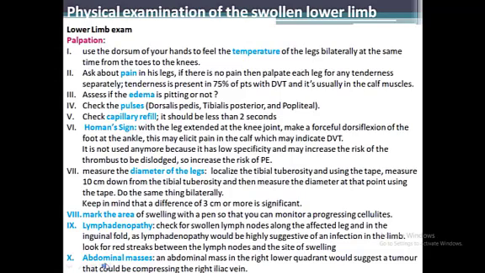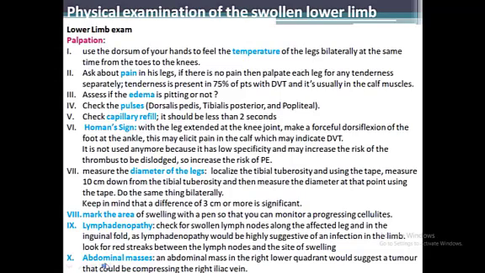Then we mark the area of swelling with a pen, if it's present, so that we can monitor a progressing cellulitis. Then we check for swollen lymph nodes, if present, along the affected leg and in the inguinal fold. That may highly suggest lymphadenopathy.